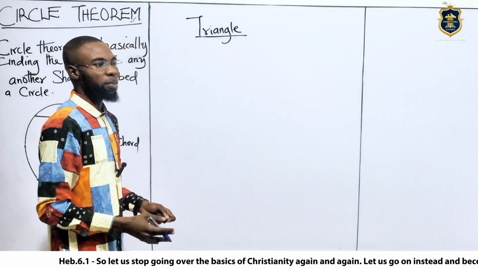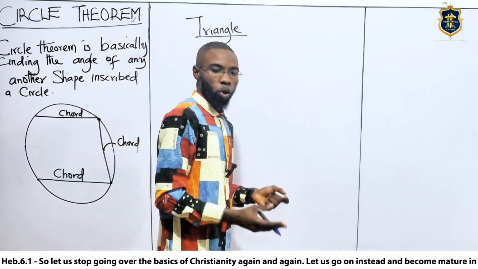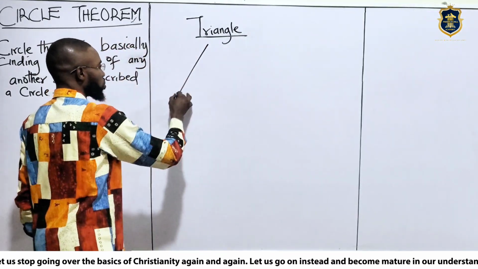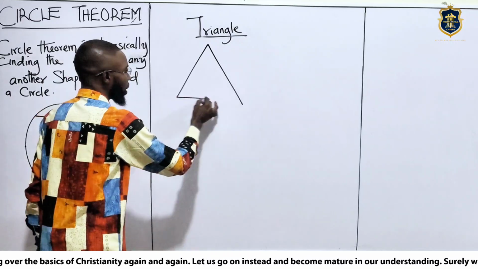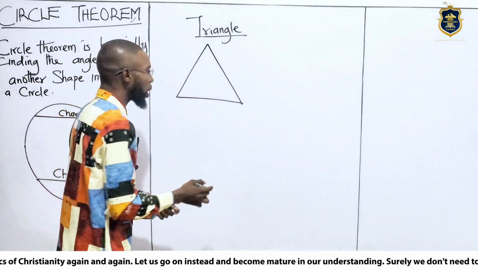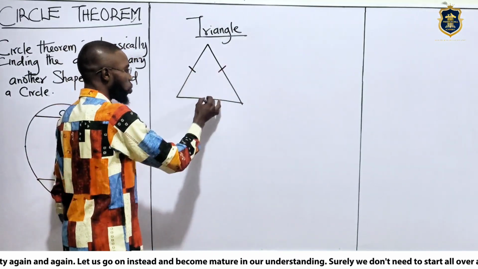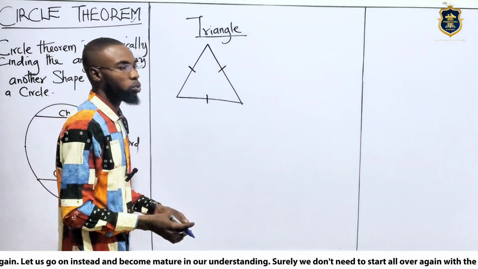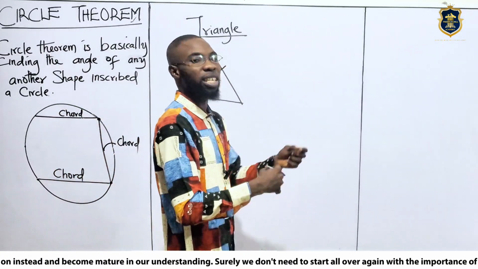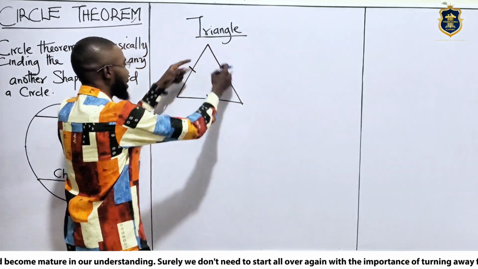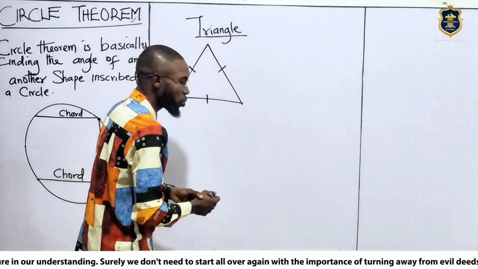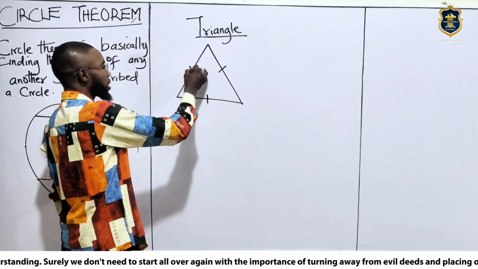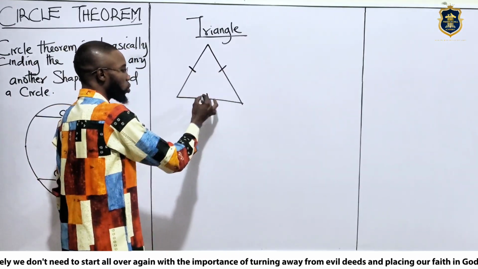In triangles, I believe we have 3 basic types. Number 1, we have the equilateral triangle. And what's an equilateral triangle? An equilateral triangle is simply a triangle that has all the sides equal. The word equilateral means equal length. And this line signifies that this line is equal to this line is equal to this line.